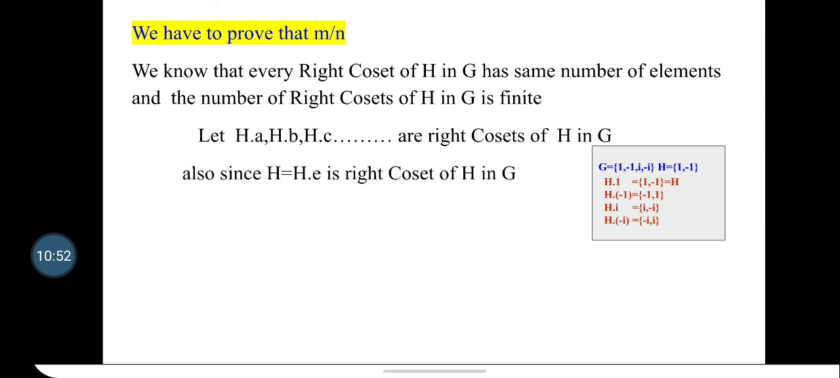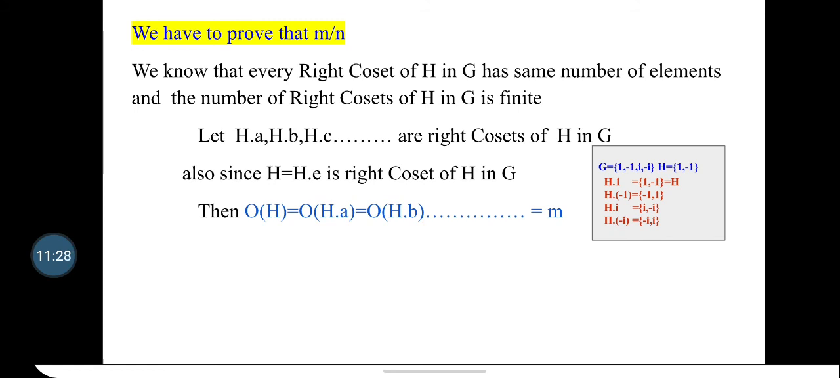Also, since H is equal to H into e, because e is the identity element, if you multiply any subgroup with the identity element, we will get the same H. So H equals He is a right coset of H in G. Then order of H is the same as order of H into a, equal to order of H into b, and so on, equal to M. If you consider this example, H is equal to 1, minus 1. How many elements are there? 2 elements. That means order of H is 2.